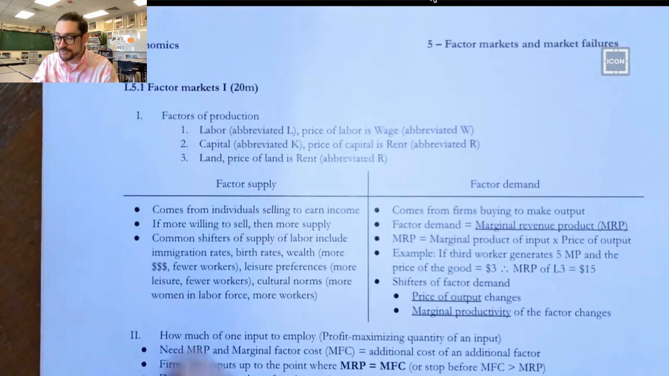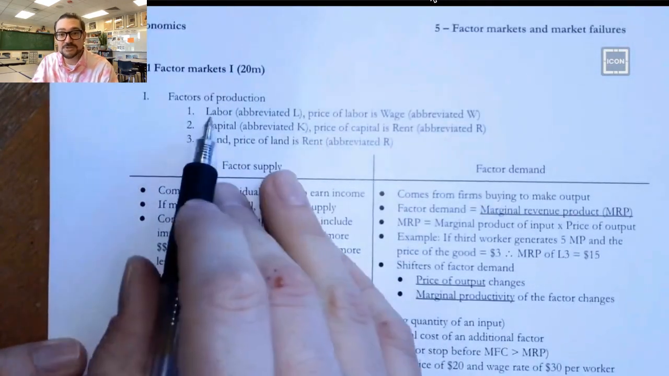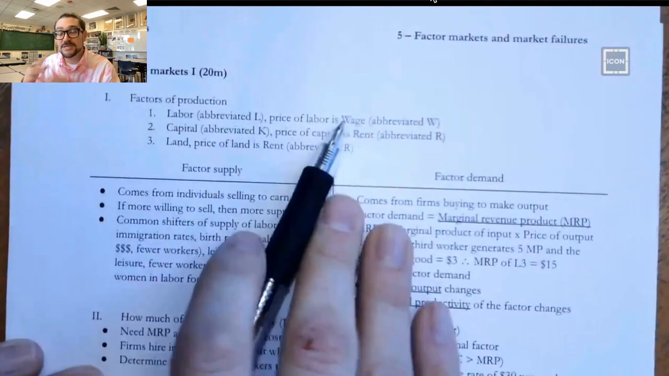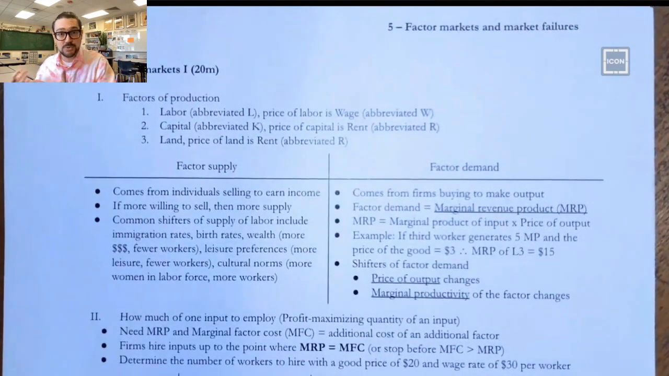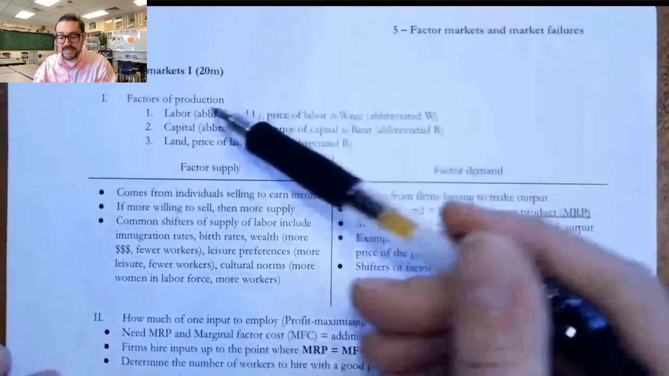So just as a quick review of what factors are, first you should know that there are three factors of production that we typically consider to be tangible or tradable. If you're tangible, that means that you can touch it. Tradable means you could exchange it, and so we could have a market for them. So we have a market for labor, capital, and land.